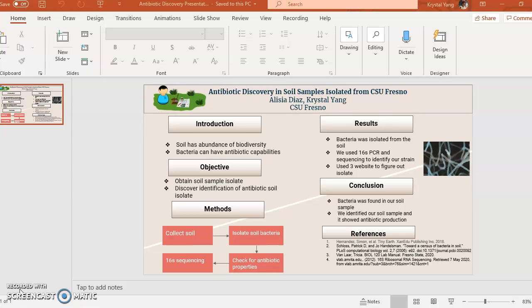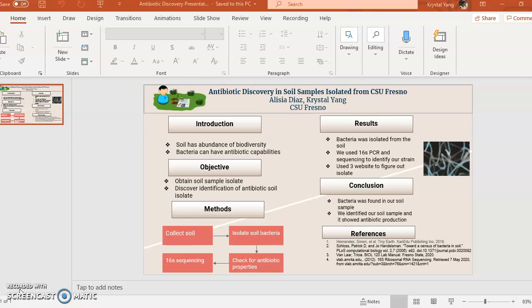Methods. First is to collect soil. My partner and I picked soil from my backyard. For our experiment, we used the soil from my lab partner's backyard. Second is to isolate soil bacteria.